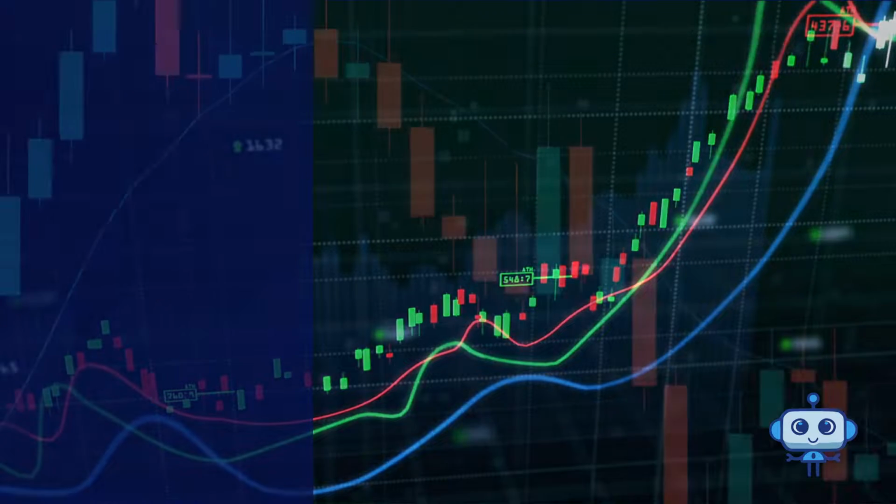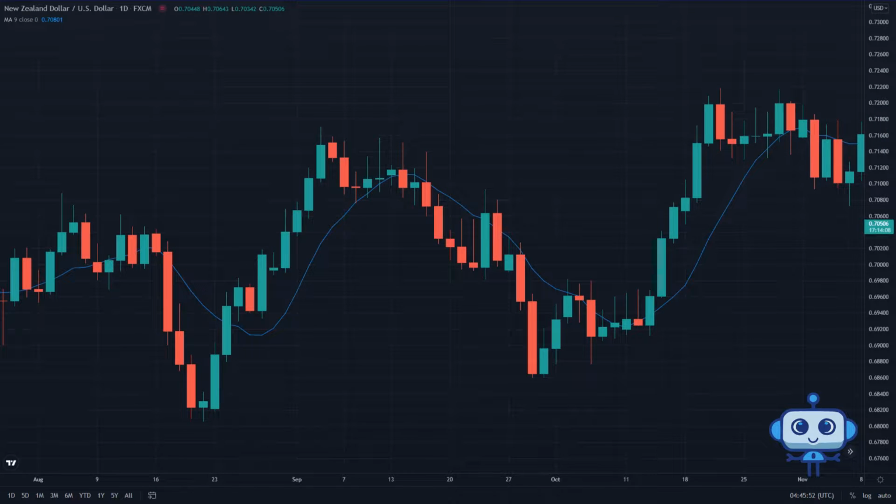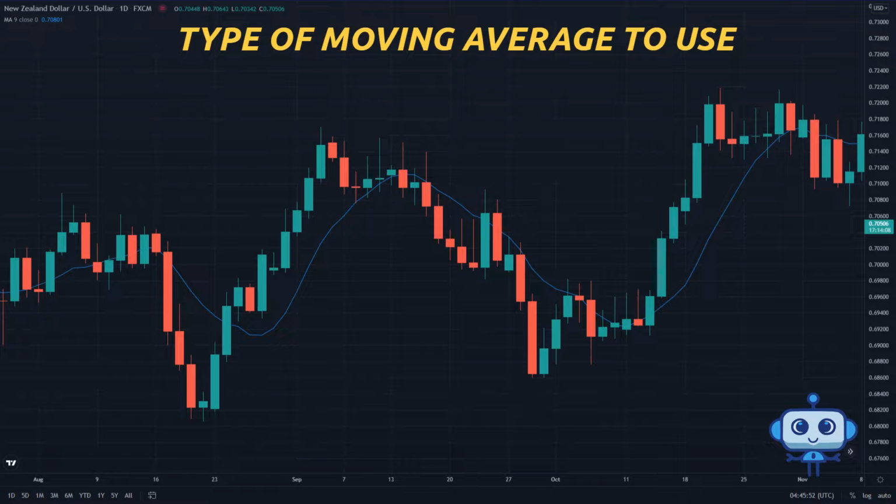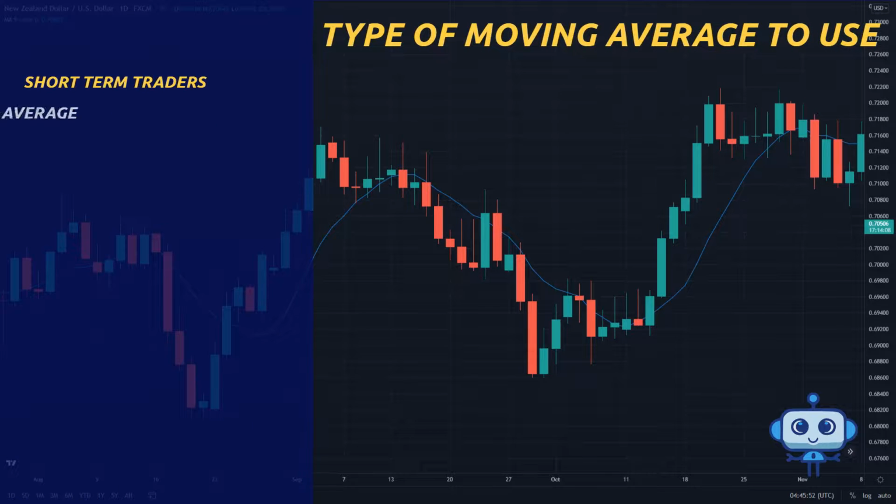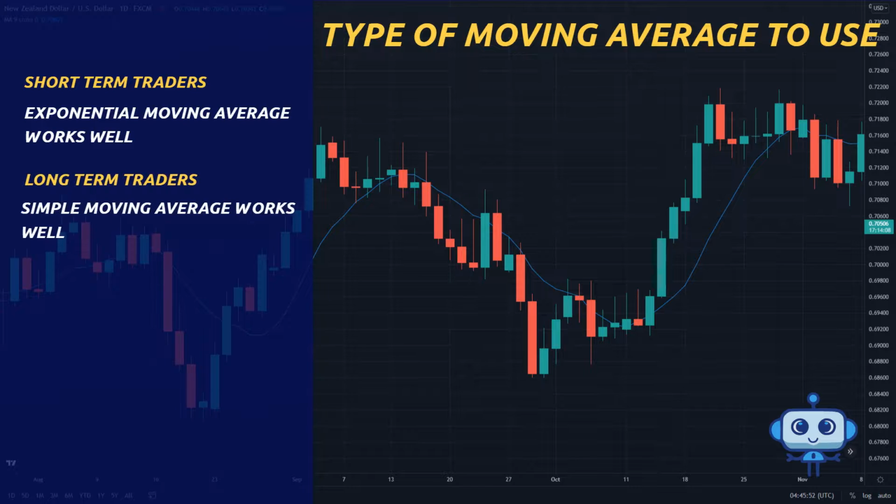Other than the time frame, you also have to decide on the type of moving average to use. For short-term traders, exponential moving average generally works well because it emphasizes more on the recent price action. For long-term traders, the simple moving average is a better choice, as it clears out the sudden price fluctuations in a better way.